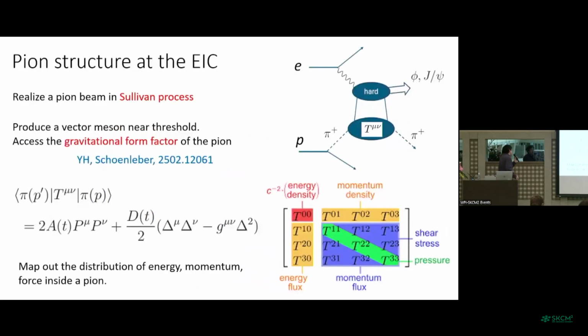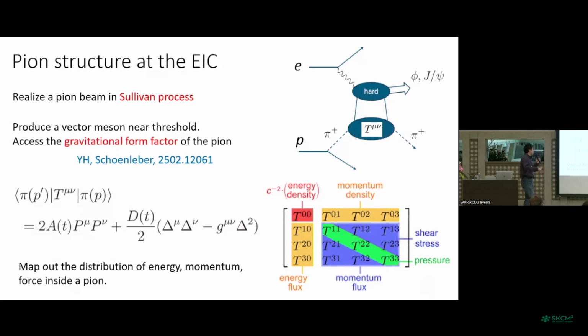So at the electron-ion collider, we can study the structure of the pion, which is usually not possible because the pion is an unstable particle, so you cannot prepare a beam of pions. But you can effectively do this using the so-called Sullivan process. This is electron-proton scattering at the EIC, the electron-ion collider. The proton emits a pion, the pi plus. This is actually a virtual pion, and this virtual pion interacts with the photon and they produce a vector meson.